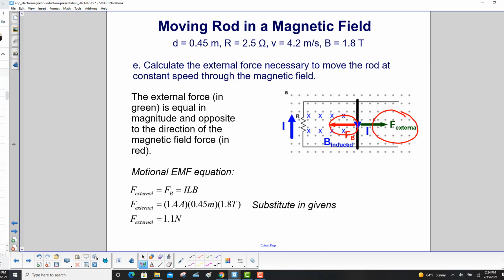So to move at a constant speed, we need those two forces to balance out. So we use our motional EMF equation, where the external force has to equal the magnetic force that was generated by moving this rod over the rails. And that's just ILB. So we put in the current, we put in the length of the rod and the magnetic field, and we get an external force of 1.1 Newton.